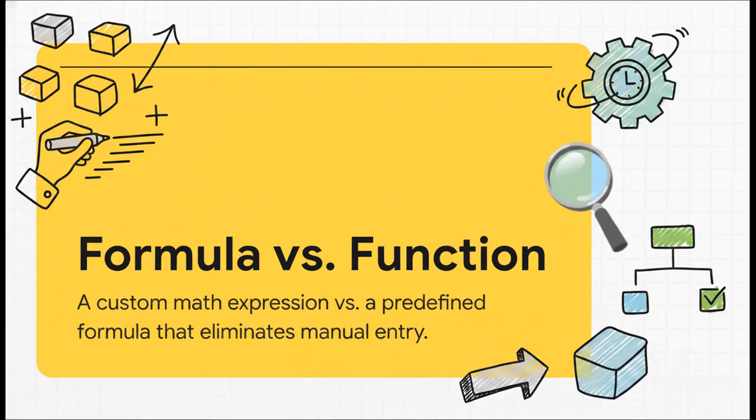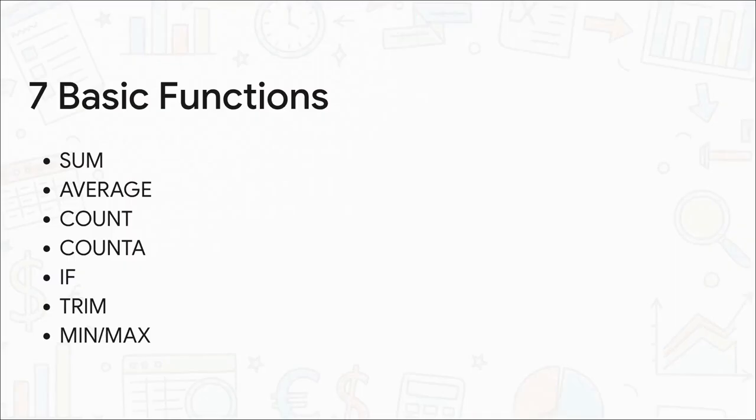It completely eliminates laborious manual entry, kind of like using the sum function to instantly calculate a massive range of cells. Once you've got that distinction down, you've got to master these 7 basic functions: sum, average, count, count A, if, trim, and min/max. These serve as the absolute baseline for literally any financial workflow.